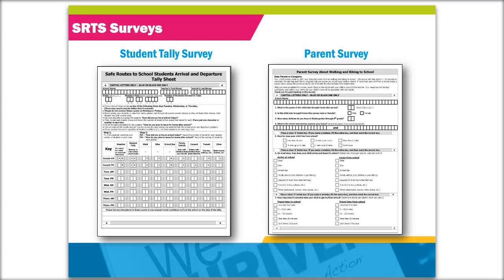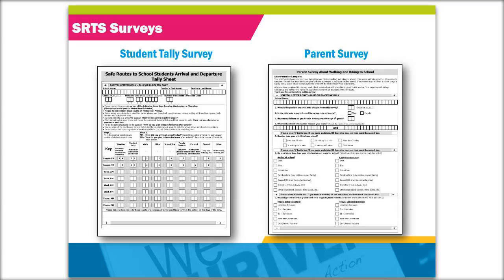Being able to understand the parents' concerns can then help when you're creating your Safe Routes to School program, so that you know how to address those concerns and make sure they are met. That way, when you actually implement the program, parents are going to let their kids walk and bike to school because they feel it's safe.